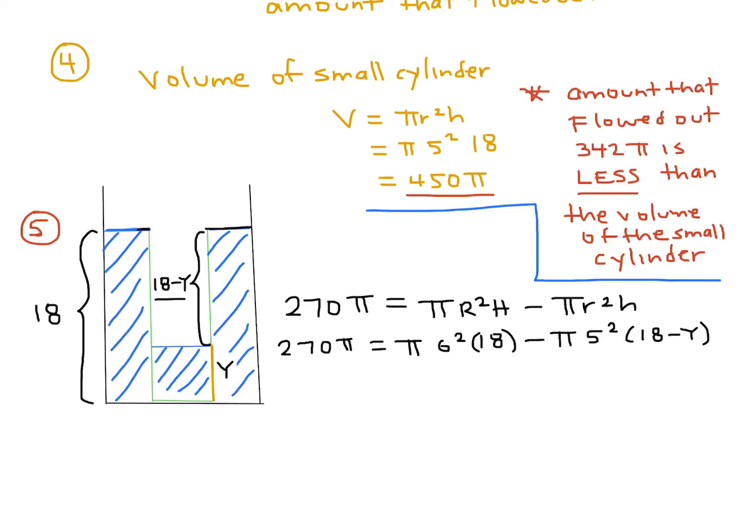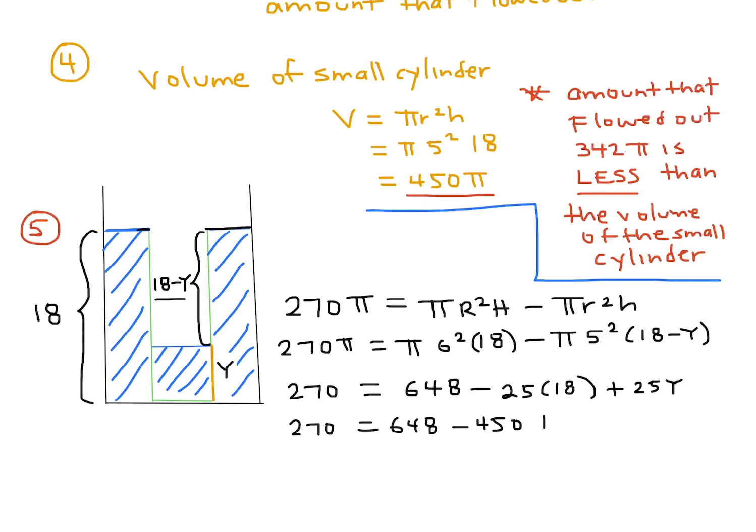Like that. All right, so this is going to give us our value for y. The pi's cancel, so that just leaves you with 270. And we get 36 times 18, which is 648. And this will give you 25 times 18 plus 25y, like that. So we got 270 is equal to 648 minus 450 plus 25y. And this becomes 648 minus 450, which is 198, plus 25y.